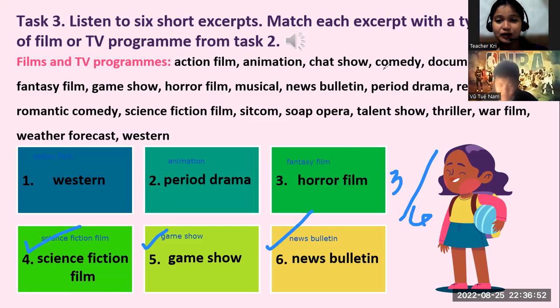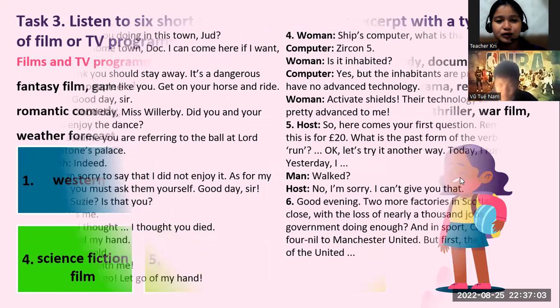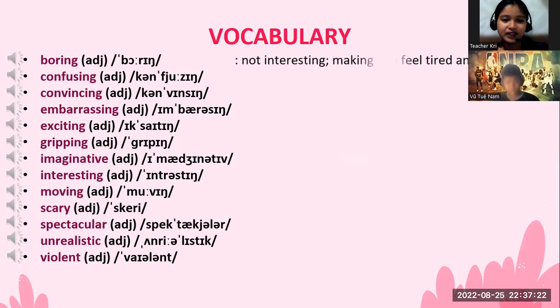All right, so do you have any questions, Chunam? No, teacher, I don't have any question. Okay, so it means that you understand it all well. Okay, now this time let's move on to the vocabulary words. So these vocabulary words are adjectives that are used in describing films or movies. Okay, now let's read it.